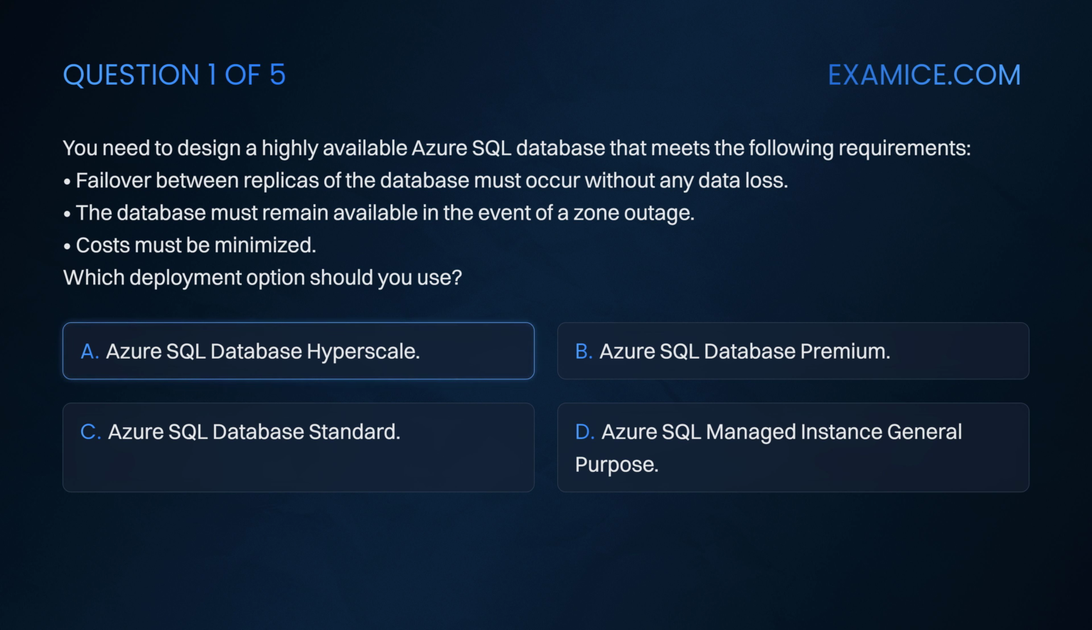Option A, Azure SQL Database Hyperscale. Option B, Azure SQL Database Premium. Option C, Azure SQL Database Standard. Option D, Azure SQL Managed Instance General Purpose.